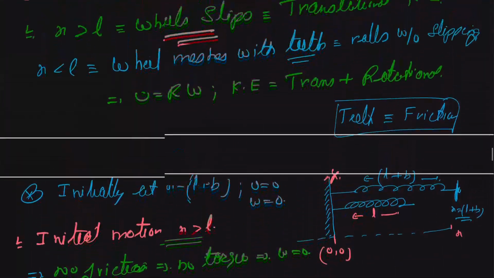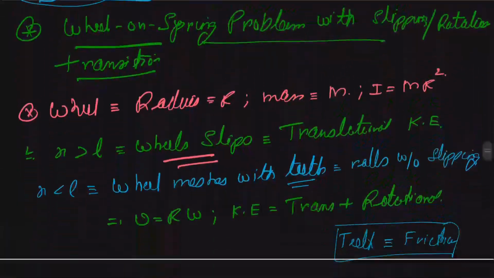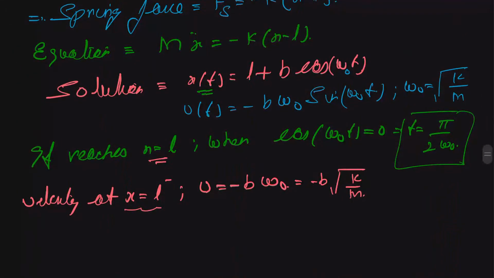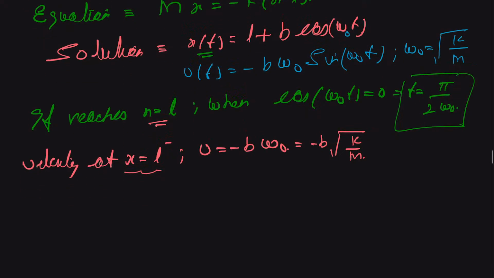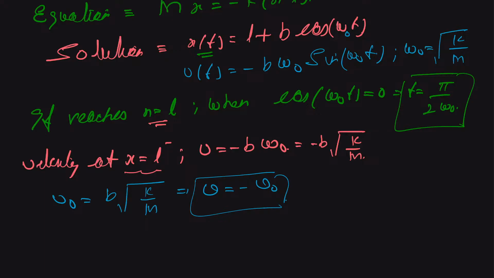We calculated this. And we can say that if our V naught is equal to b times the square root of k upon m, therefore V is equal to minus V naught. And therefore at this same point we can find out its kinetic energy.